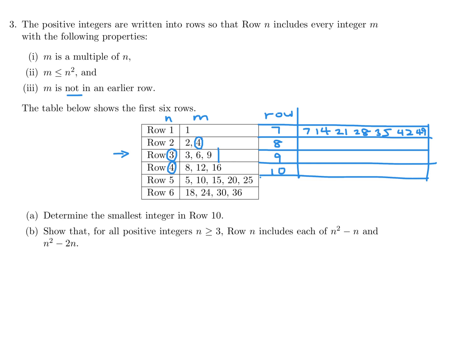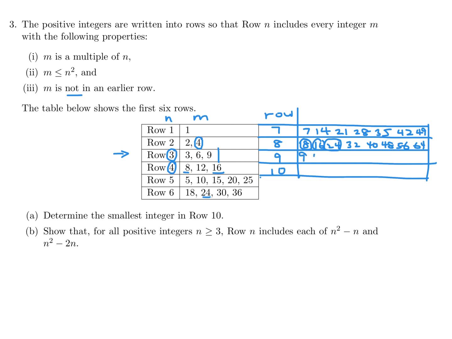Okay, let's keep going. So for 8, it would be 8, 16, 24, 32, 40, 48, 56, and 64. Now, some of these are in a previous row, like 8 is, right? So I can't include that because, see, there's an 8 there. The 16 is also here. Can't include that. 24 is here, so I can't include that. I think everything else stays for now.